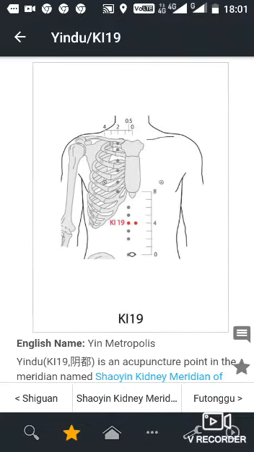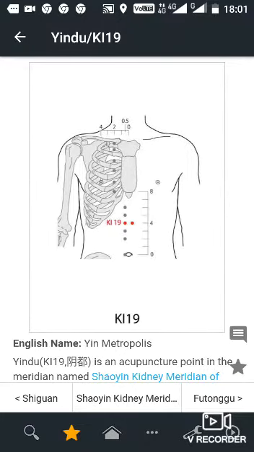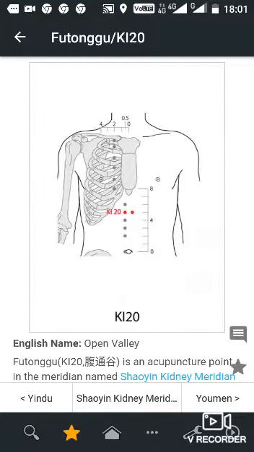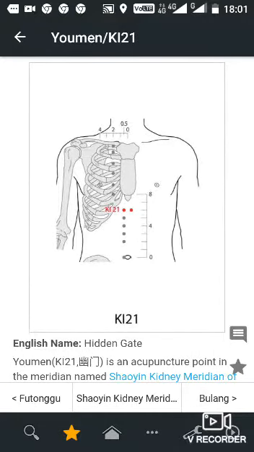Key 19, location. 4 cun above the umbilicus, 0.5 cun lateral to the anterior midline. Key 20, location. 5 cun above the umbilicus, 0.5 cun lateral to the anterior midline. Key 21, location. 6 cun above the umbilicus, 0.5 cun lateral to the anterior midline.